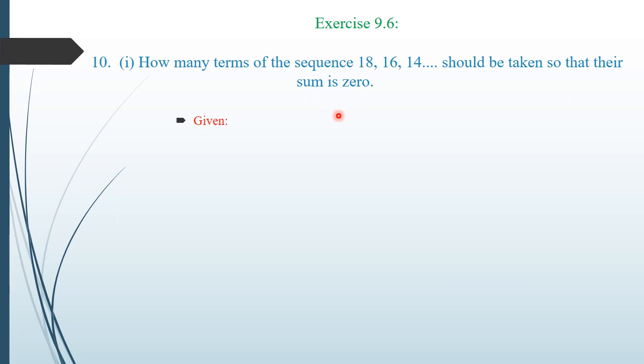Let us take down the given data first of all. We are given the first term a or a1, that I'll take as 18. You can see in this AP. Then the common difference we can calculate considering a2 minus a1 as 16 minus 18 equal to minus 2. Now he wants us to calculate Sn, the sum of n number of terms, that should be equal to 0. Now we need to find what is the value of this n over here. So let us see how we can do that.